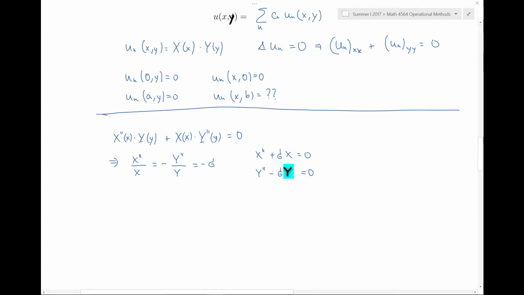Plug in the boundary conditions, we get that X of 0 times Y of y should be 0. We also know that X of a times Y of y should be 0. We also know that X of x times Y at 0 should be 0. And that's it for the 0 boundary conditions, which leads to the boundary conditions on X being X of 0 is 0 and X of a is 0, and on Y we only have the condition Y of 0 has to be 0. We already covered the problem with X.